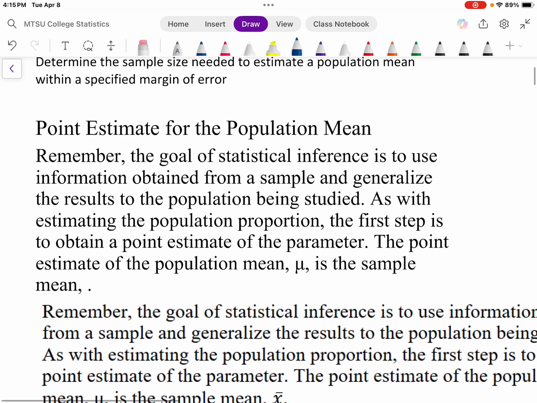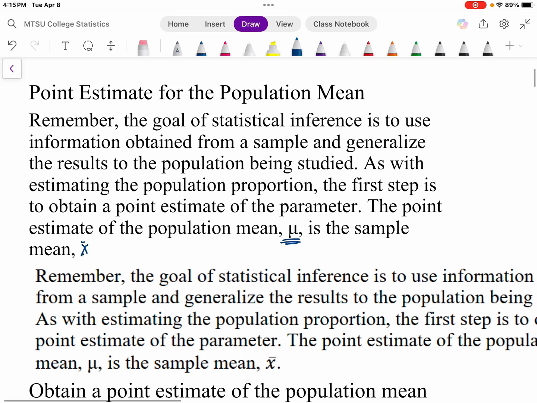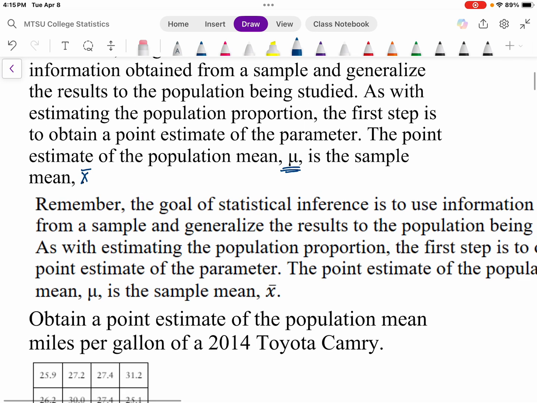For our point estimate for the population mean, remember the goal of statistical inference is to use information obtained from a sample and generalize the result to the population being studied. As with estimating population proportion, the first step is to obtain a point estimate of the parameter. In this case, the point estimate for our population mean mu, we're going to use the sample mean, which happens to be x bar. Looks like it didn't come through. Oh, never mind. It's right down here.